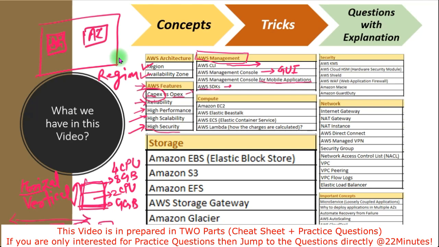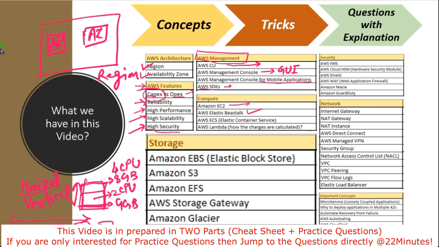In the compute section, we will cover the questions related to AWS EC2. EC2 is nothing but a virtual machine in the cloud, which we can access through the internet. Next, we need to talk about AWS Elastic Beanstalk. AWS Elastic Beanstalk is an application container for deploying and managing applications.